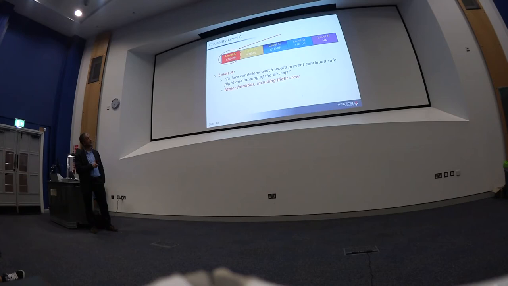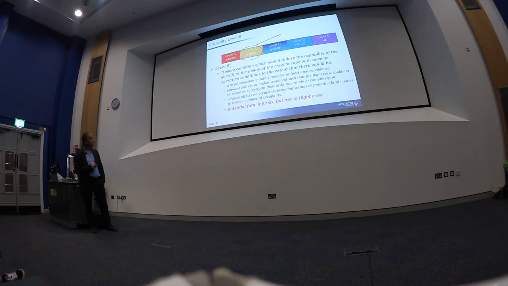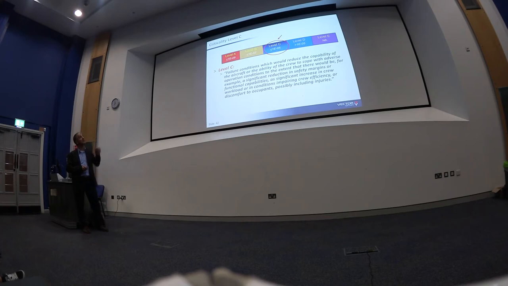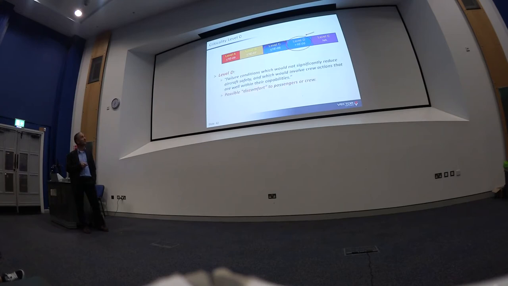Major fatalities at level A, including flight crew. Level B, potential fatal injuries, but not to flight crew. Here you have a serious situation. There are the pilots that are in real distress. They have a real problem to keep the plane flying or landing, but they are able to land, maybe with some serious problem. In this case, it will create some distress to the pilot, but not a big problem to the people. This is only discomfort to passenger and crew.